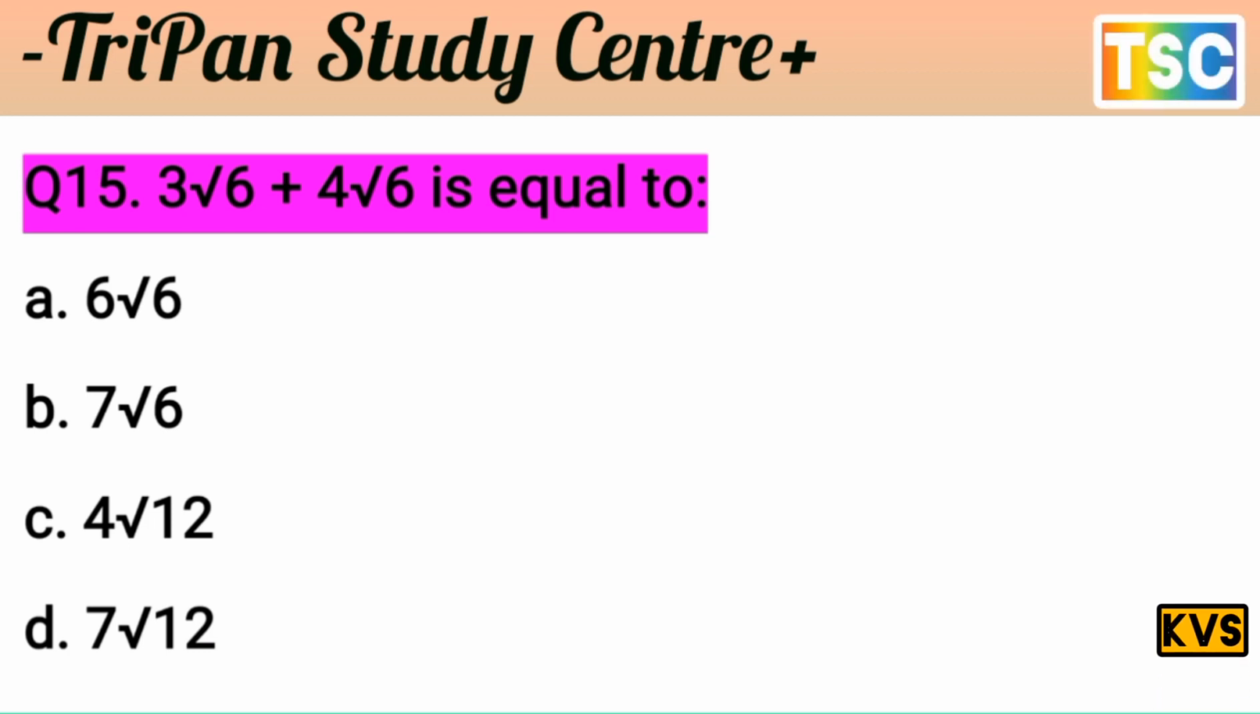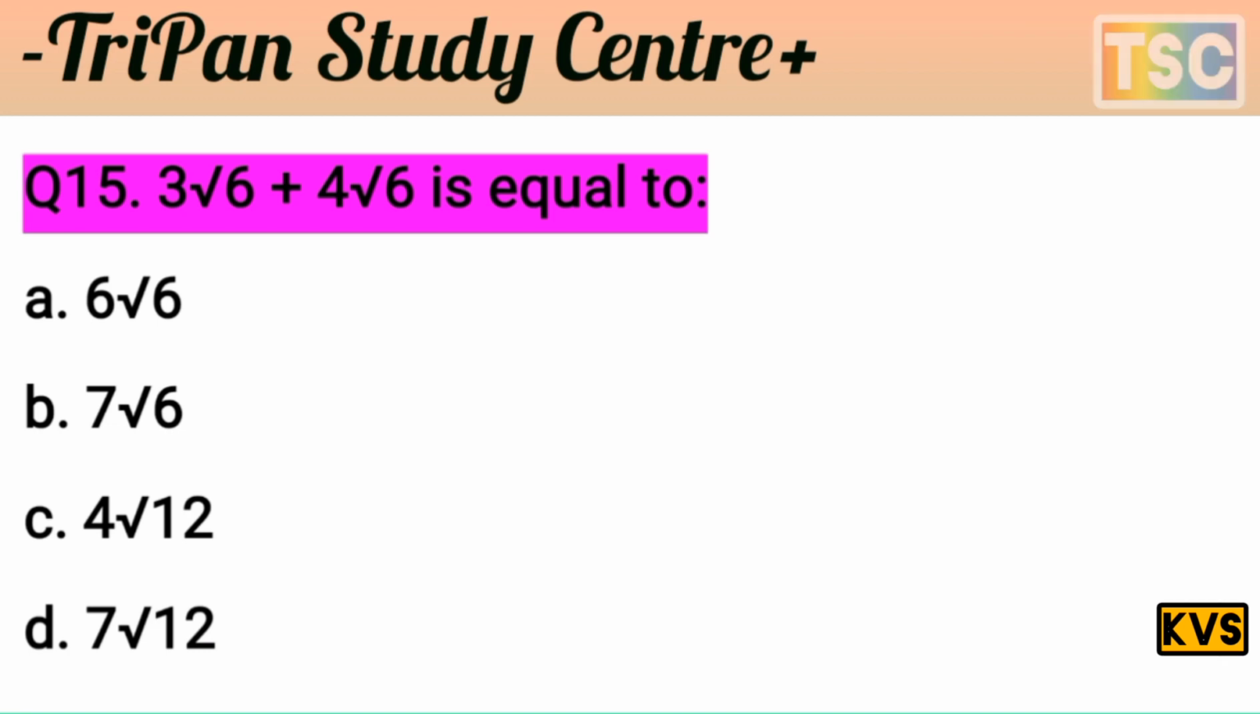I give you a few seconds. You must have a thought of your answer. Let's see the answer. The question is 3 square root of 6 plus 4 square root of 6 is equal to. That's a clear answer. 3 plus 4 is equal to 7, which means 7 square root of 6. The answer is B.